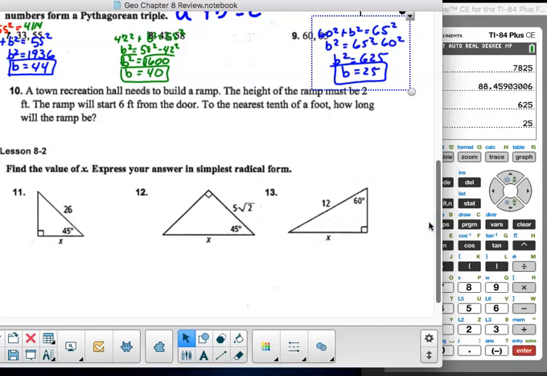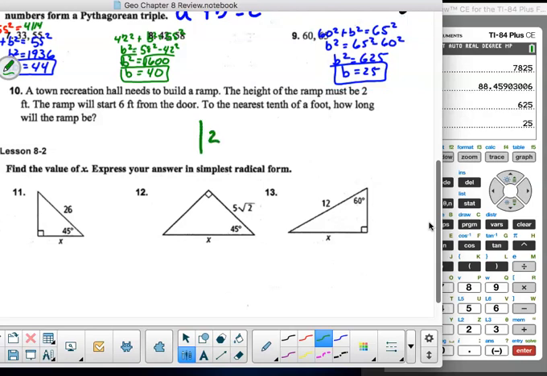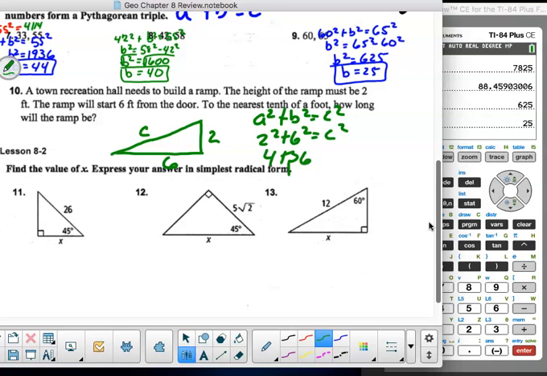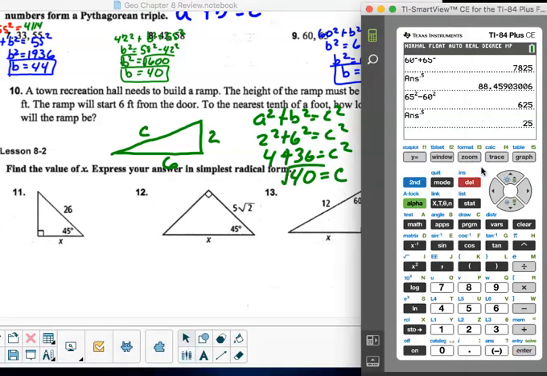A town recreation hall needs to build a ramp. Okay, height of the ramp must be 2 feet. The ramp will start 6 feet from the door. To the nearest tenth of a foot, how long will the ramp be? Well, they want c. a squared plus b squared equals c squared. 2 squared plus 6 squared equals c squared. 4 plus 36 equals c squared. Now this is 40. It's equal to c if I take the square root. And they want it to the nearest tenth of a foot.